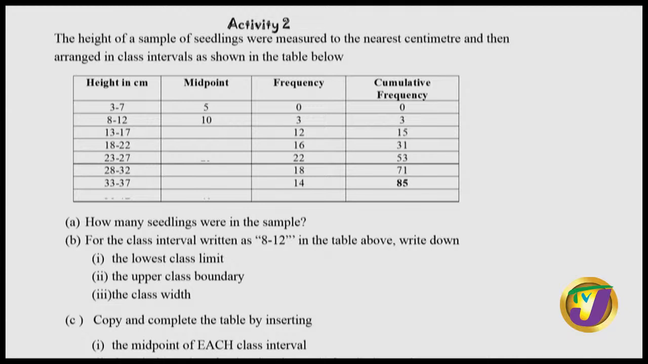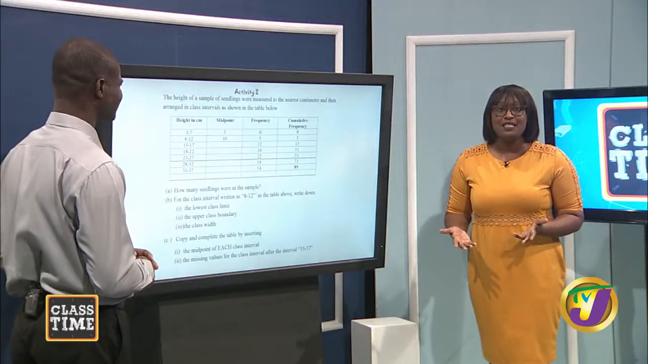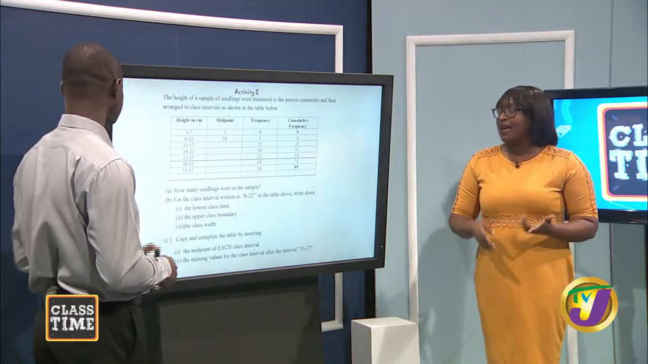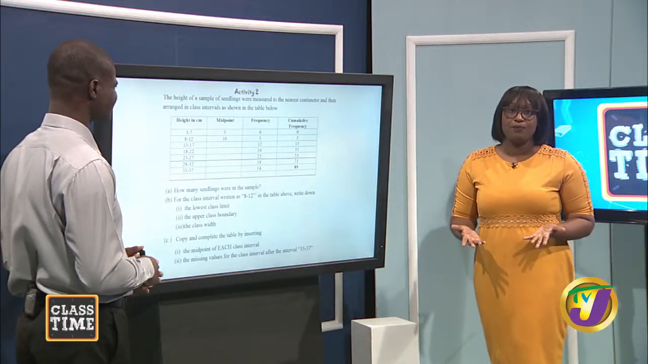All right, let's look at part B. Part B says, from the class interval written as 8 to 12 in the table above, write down 1, the lowest class limit, 2, upper class boundary, and 3, class width. Now we're looking at a whole lot of things here: interval, limit, boundary, and width. So we have to ask you at home, you've been doing statistics, what do we mean by boundary, limit, and width?